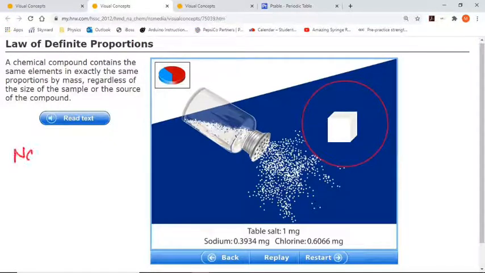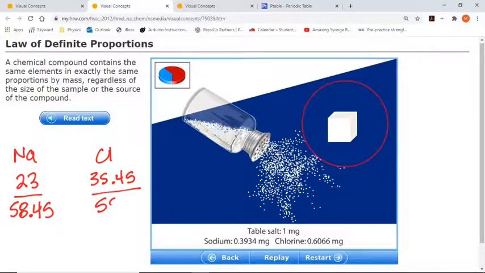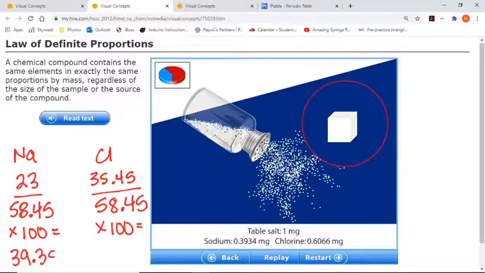So sodium, the mass was roughly 23. For chlorine, 35.45. If you add those two numbers together, you get 58.45. Adding up those top two numbers. If you divide those respectively the way I have it written up and then multiply by 100 to get yourself to a percentage, then you're going to come up with 39.35% and 60.65%. Again, those percentages look a lot like these numbers that kept popping up over and over again.